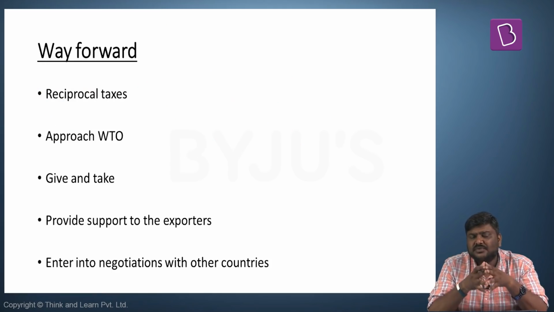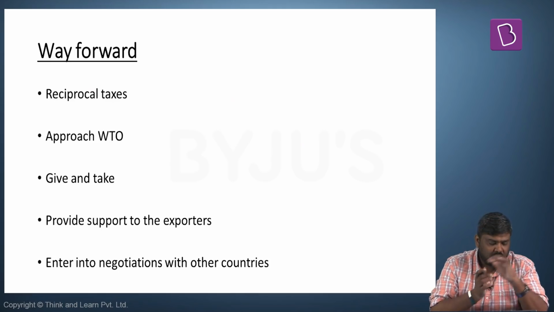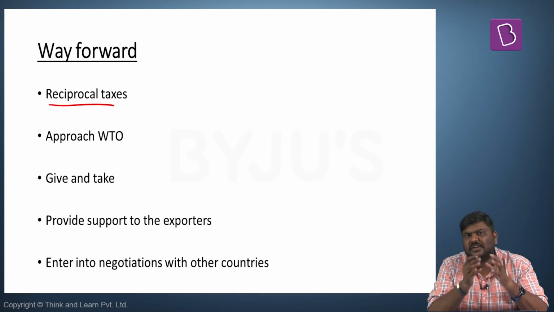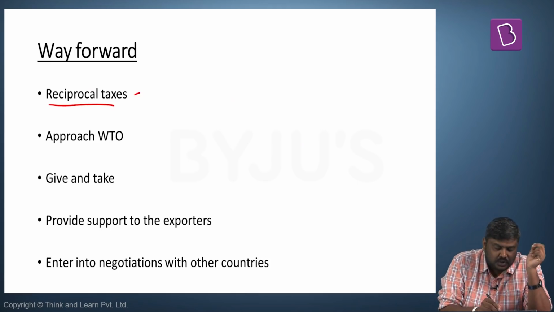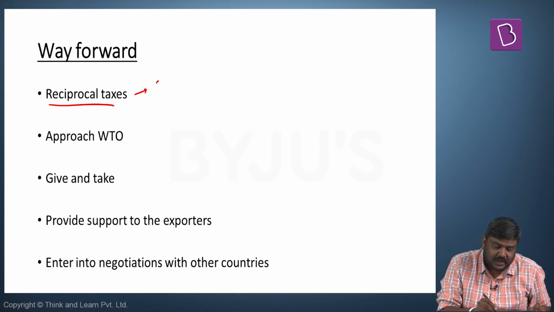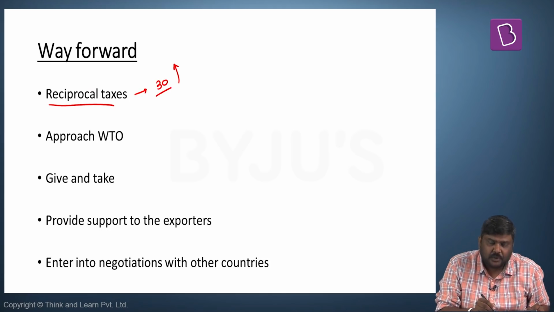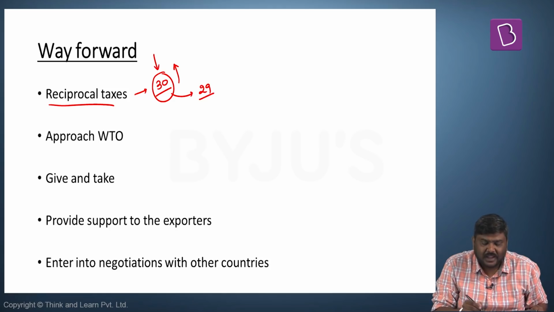Now, what are the steps or measures which can be taken by the Indian government? One, it can announce implementation of reciprocal taxes. Already in June last year, the government of India had announced increased import duties on 30 products which were exported by the USA. But this was later reduced to 29 and the implementation or enforcement date was postponed.